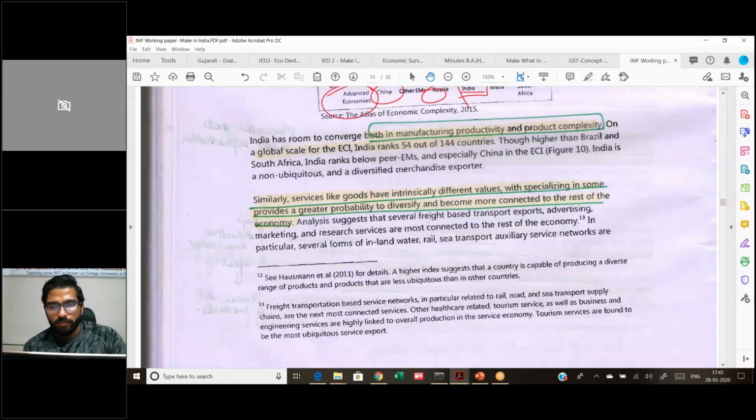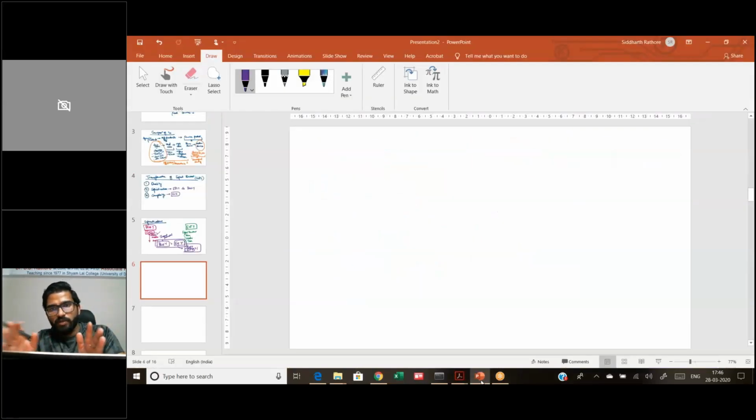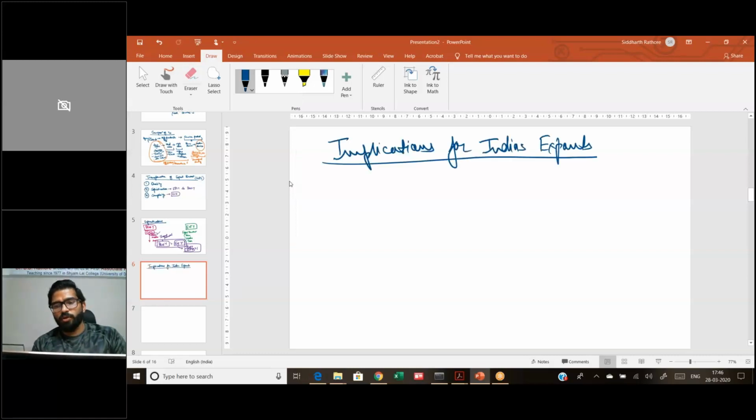Then, moving forward, the next section talks about the implications of this evolution for India's exports. What needs to be done in terms of India's exports, which commodities India can go into, what the policy perspective is, and on what basis we can say that these are the products that India needs to go into. This is actually the final part. After that comes the way forward and the conclusion. So, implications for India, this is what we are going to talk about.